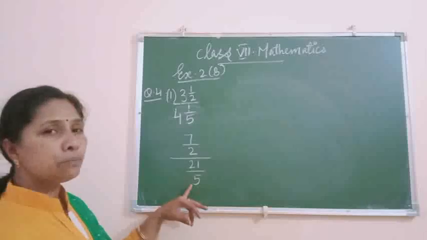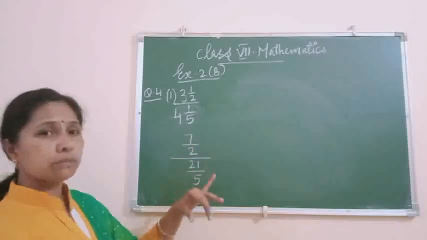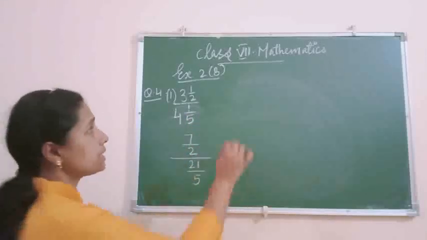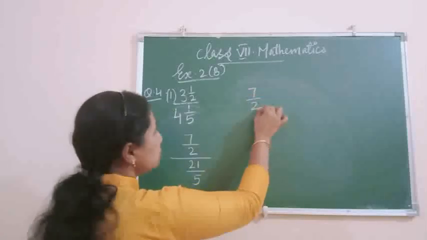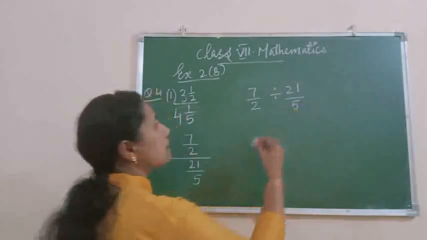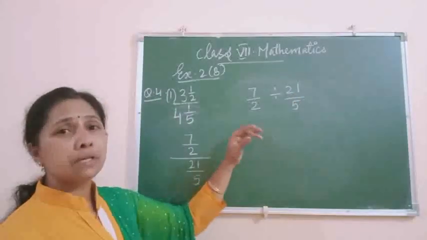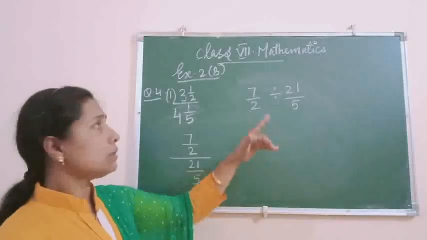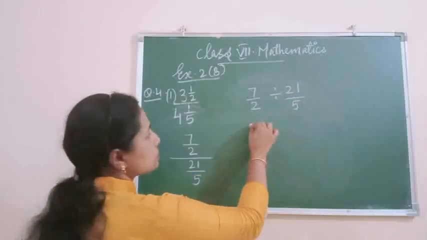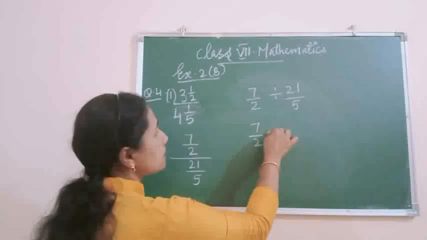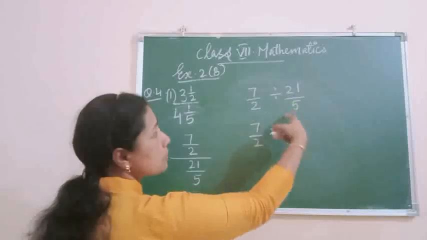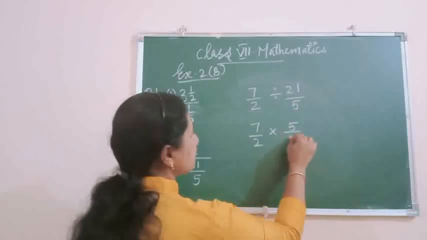After converting this into improper fractions, you have to divide. Simplifying a complex fraction means doing the division only. So we take the numerator, that is 7 upon 2, divided by 21 upon 5. In yesterday's class you already learned how to divide fractions. Same you have to do here also. For doing the division you have to multiply by the reciprocal of the second fraction, 21 upon 5. The reciprocal of 21 upon 5 is 5 upon 21.